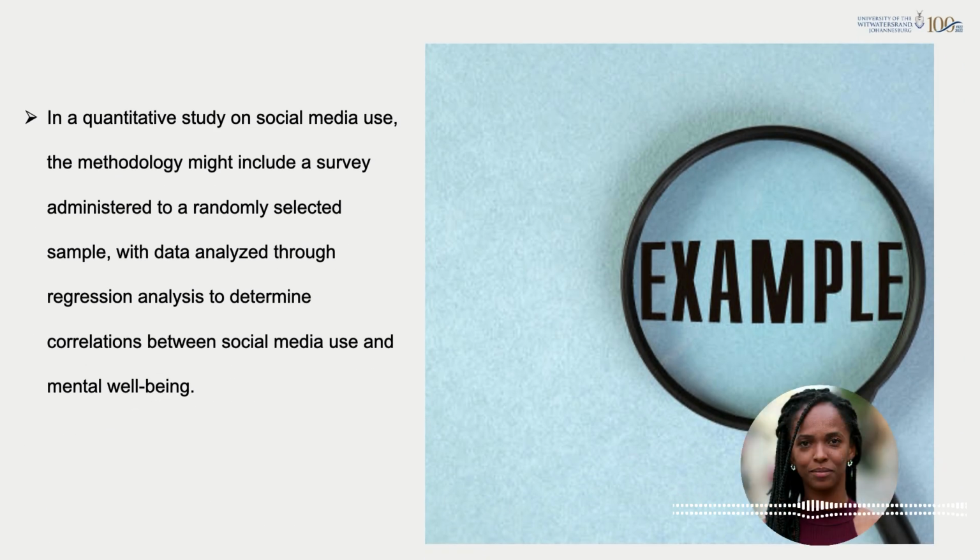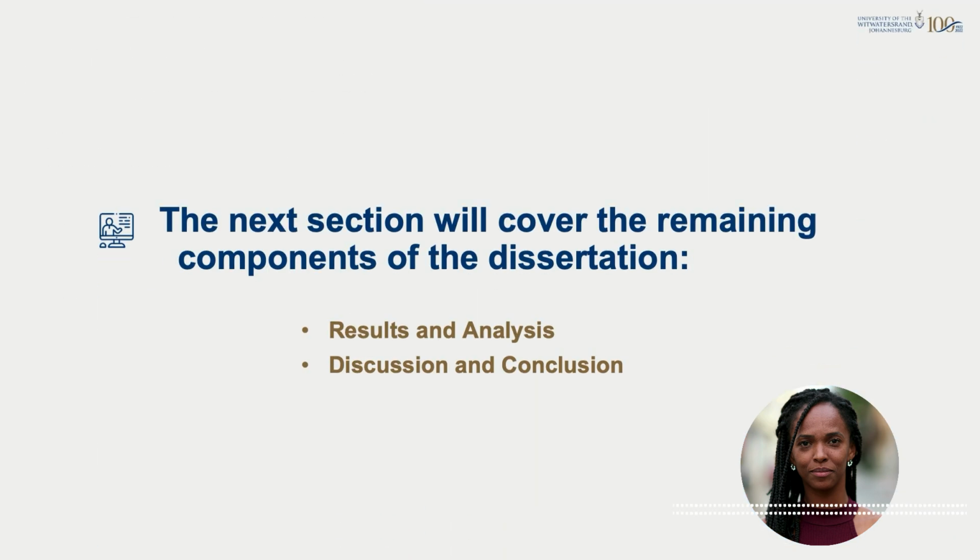In a quantitative study on social media use, the methodology might include a survey administered to a randomly selected sample, with data analyzed through regression analysis to determine correlations between social media use and mental well-being. The next section will cover the remaining components of the dissertation: results and analysis, discussion and conclusion.